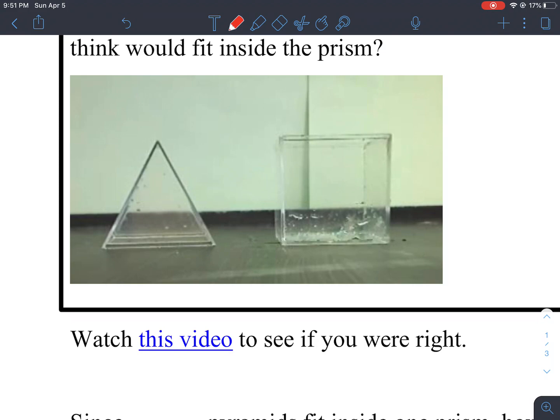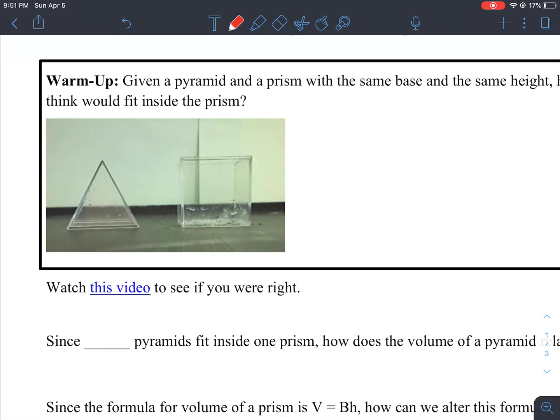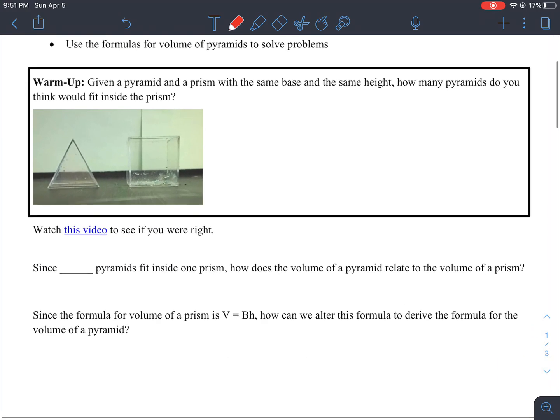So take a guess. Is it just one time, 2 times, 3 times, 4 times? Just kind of take a mental note of that. And what do you think that is? How many pyramids could we pour, for lack of better terms, into a prism to fill it? Okay, so you've got that number. Let's see if we were right.